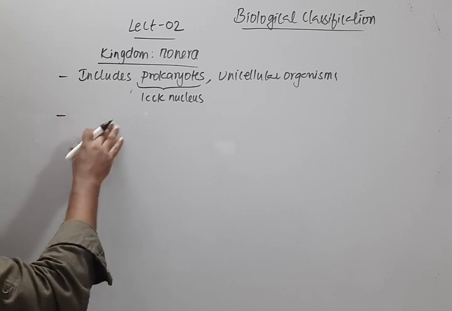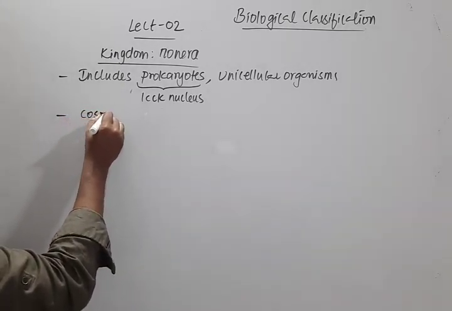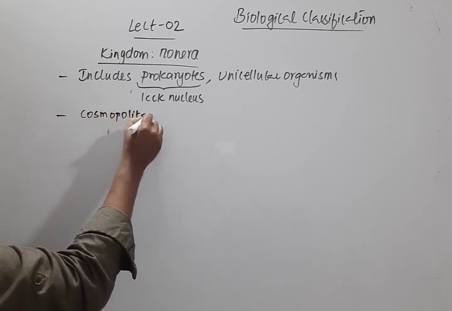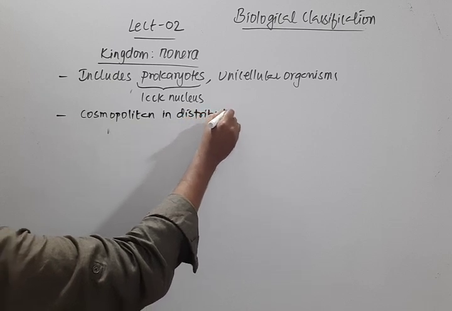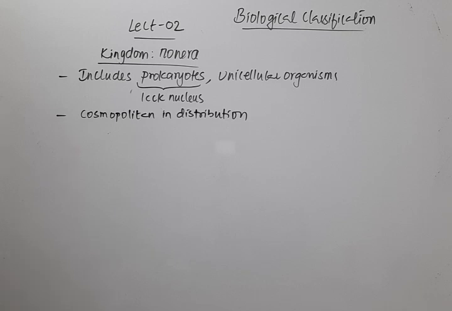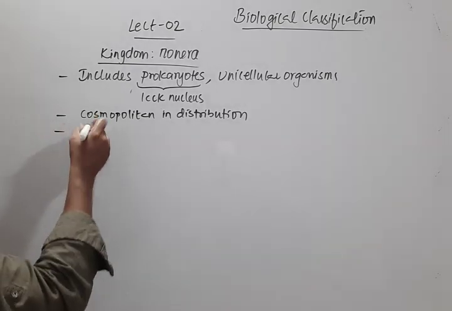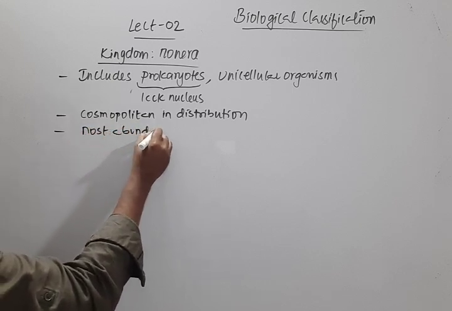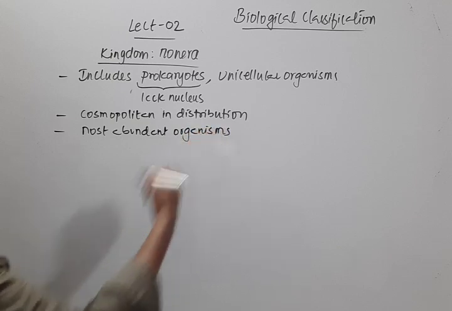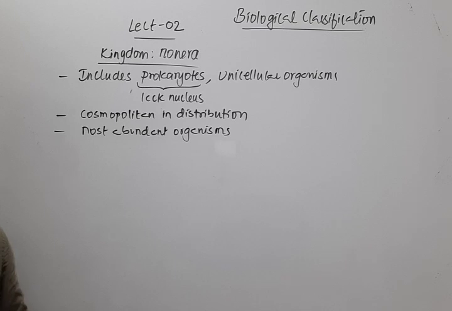Then the members of this group are cosmopolitan. So they are cosmopolitan in distribution, which means they are present all over the world. They are present everywhere, and we will see them in soil, water, and in deserts also. That is called cosmopolitan in distribution, and these are the most abundant organisms. Most abundant organisms means they are present in large numbers when compared with any other group of organisms. So they are the most abundant organisms present on this earth.